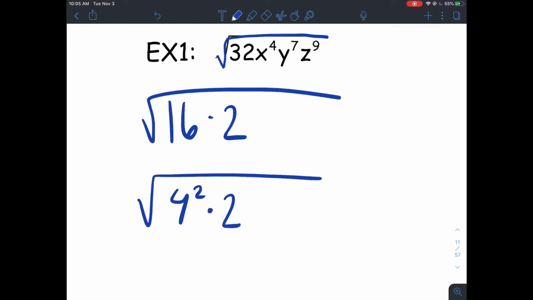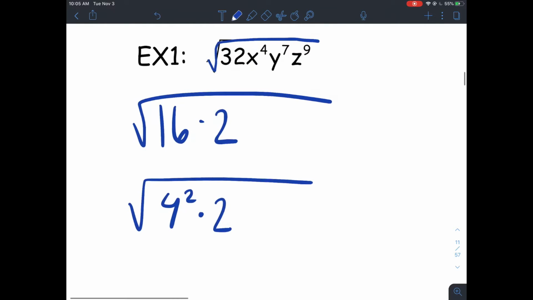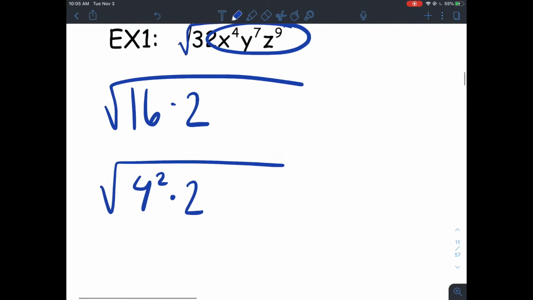So basically, the way you want to think about this is that in order to leave the radical, you need to have 2 of something. It's kind of like a buddy system. It needs 2 to leave, and when they leave, they become 1. All right, so let's see if we could break these guys down into groups of 2. Well, the x to the 4th can become x squared and x squared.